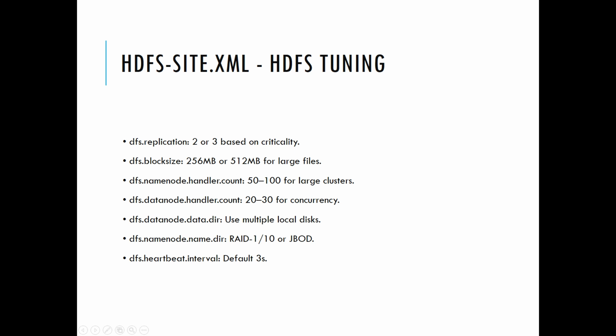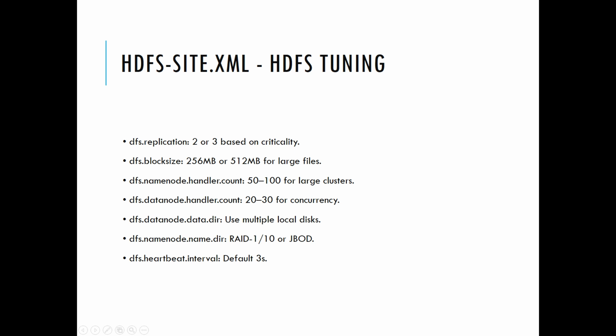dfs.replication determines how many copies of each block are stored; choose 2 or 3 depending on data criticality. For large files, set dfs.blocksize to 256 or 512 megabytes. To support concurrency, set dfs.namenode.handler.count between 50 and 100 for large clusters and dfs.datanode.handler.count between 20 and 30. Use multiple local disks for dfs.datanode.data.dir and configure dfs.namenode.name.dir using RAID-1 or RAID-10 or even JBOD if appropriate.